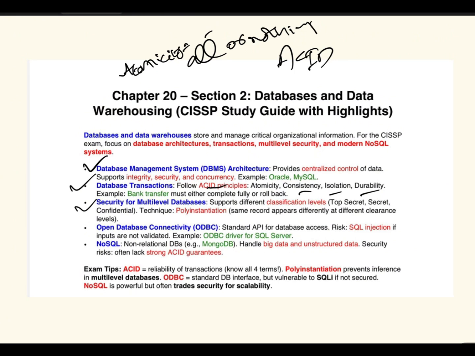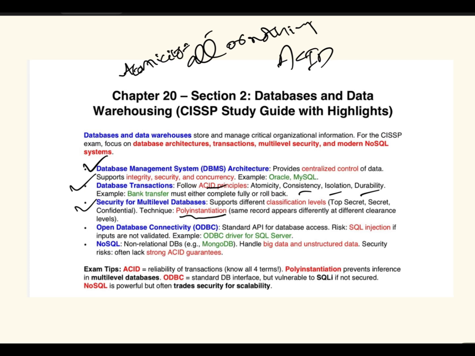There are different techniques out there. For instance, a very common and important technique is polyinstantiation. Sorry for the wrong pronunciation. The same record appears differently at different clearance levels. So the same record can exist with different values at different clearance levels.